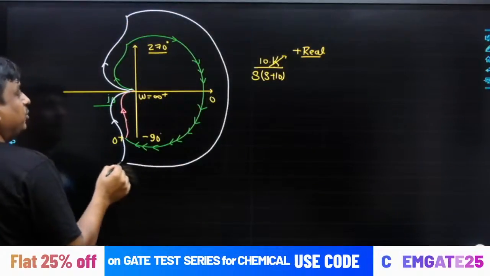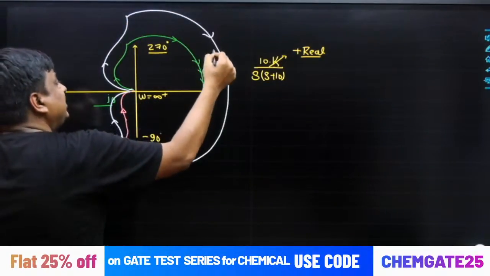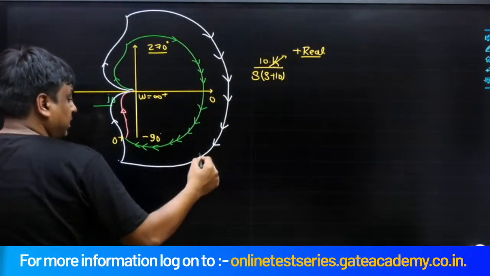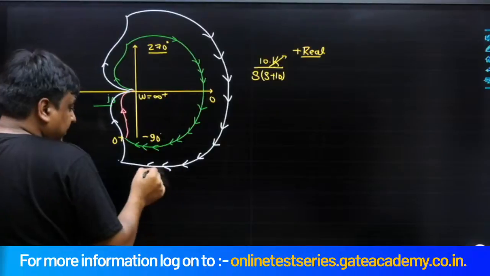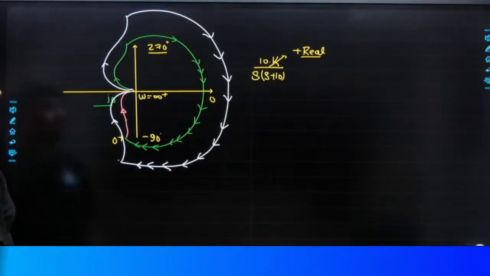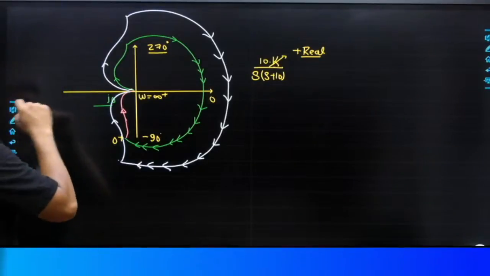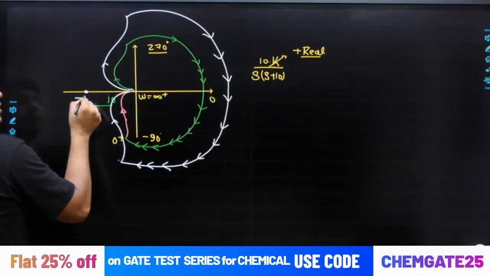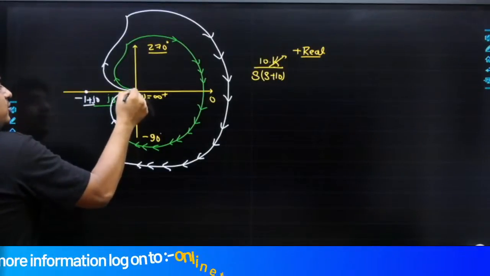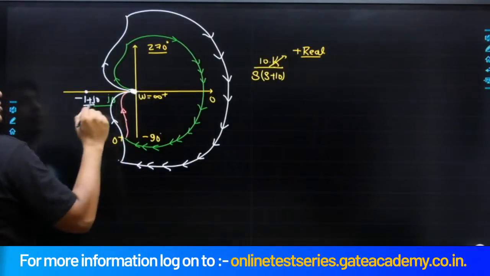I would like to have the input from each one of you. As the value of k keeps increasing, whether the minus 1 plus j0 is in danger, that in future it can get encircled, or it won't get encircled at any cost, whatever the value of k might be. No sir, it won't be encircled at any cost, because if you keep increasing the value of k, at omega equals infinity, the magnitude is going to be 0.